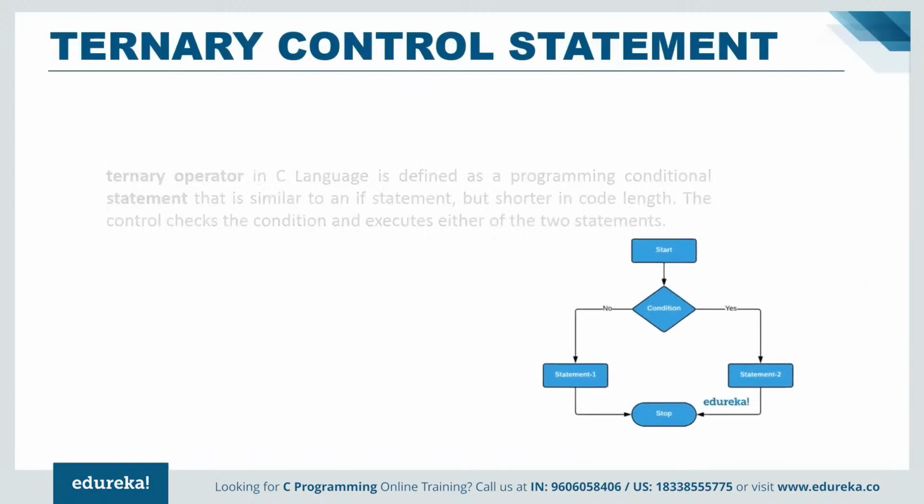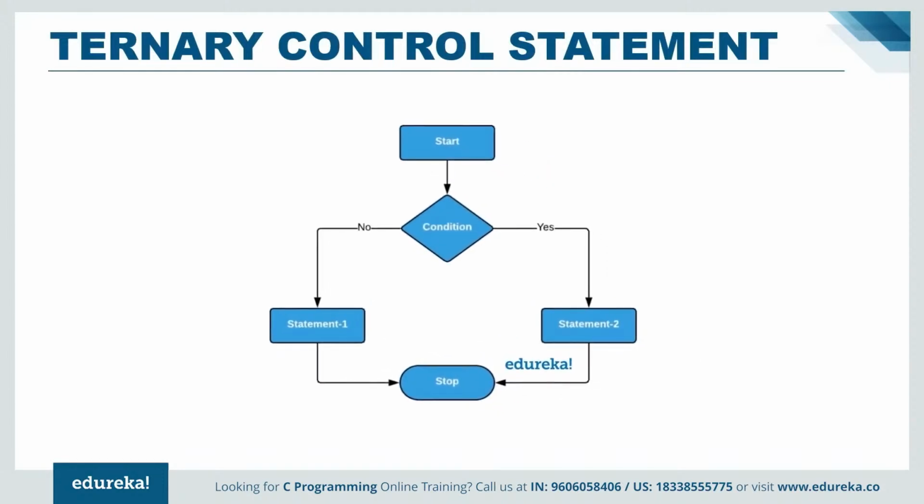To understand the ternary control statement in a much better way, let us go through this flowchart. As you can see, the control statement will first encounter the condition. If the condition is true, then a particular code segment will be executed, else the other code segment will be executed. To understand this, let us execute a program.